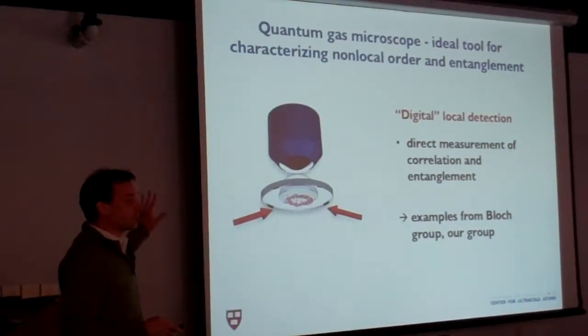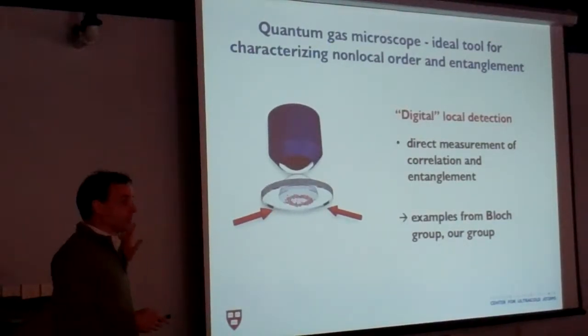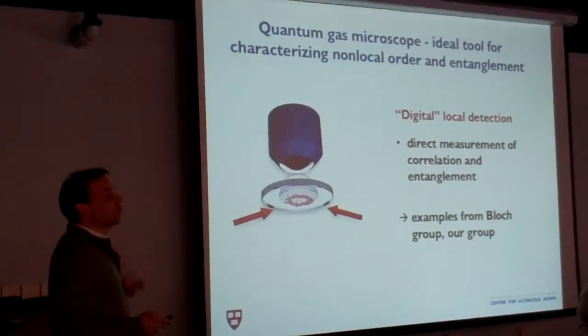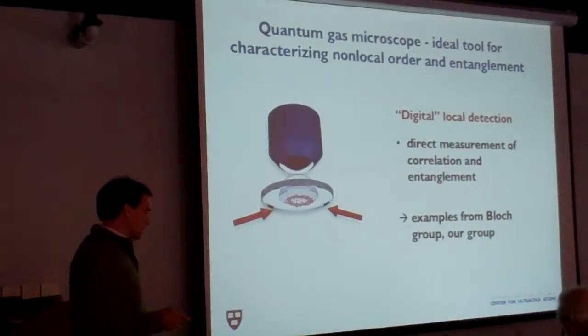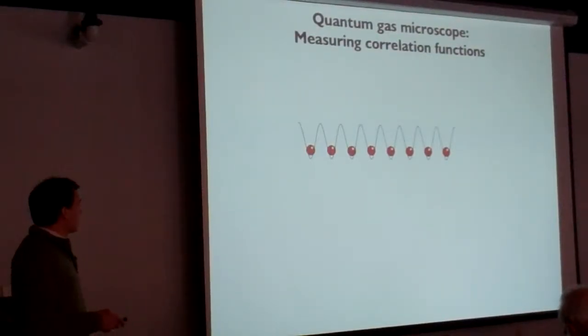Let me show you a few examples. So we don't have these exotic states of matter produced yet. I'm very optimistic that we will be able to produce these at other labs. But let me show you how we can use the quantum gas microscope to extract correlation functions. A simple example is, again, a Mott insulator.